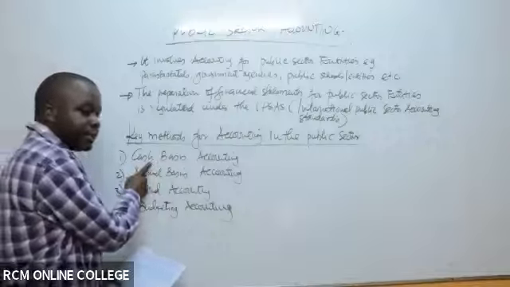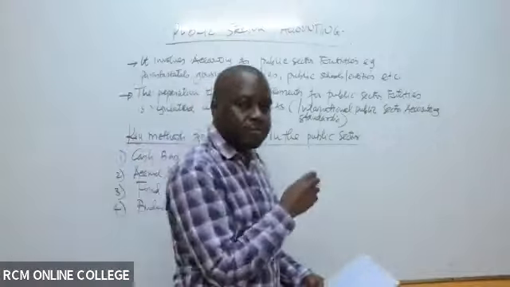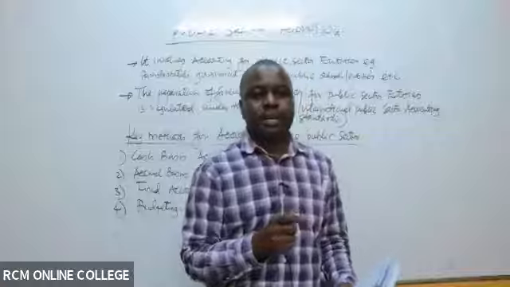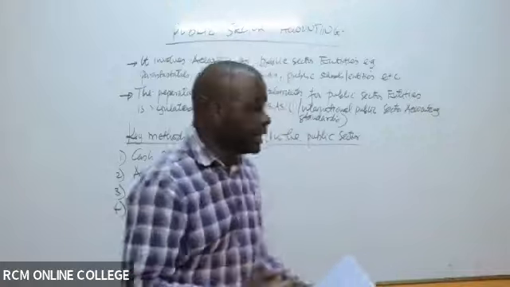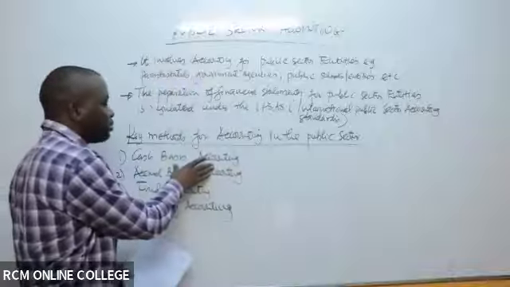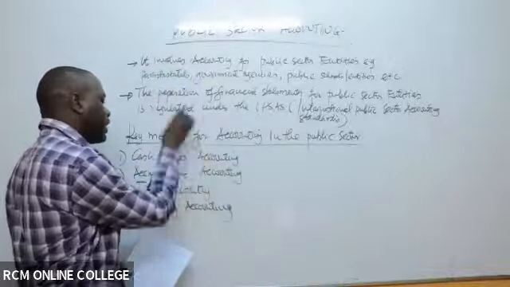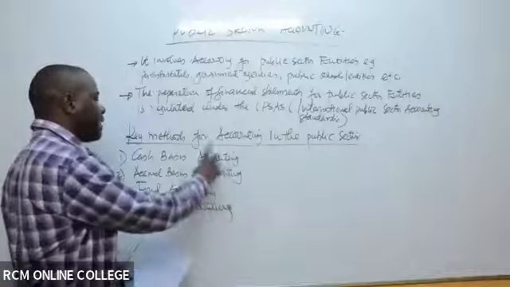For the cash basis, you only recognize an income once it is received, once it is deposited into your account or you receive the cash. That is when you recognize it in the books of accounts or in the financial statements. That is the cash basis. So they can adapt the two.